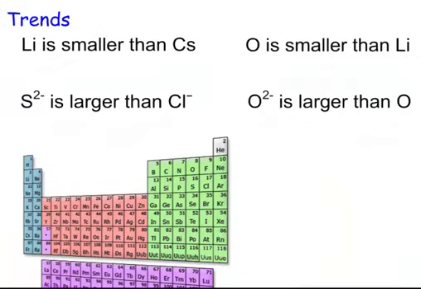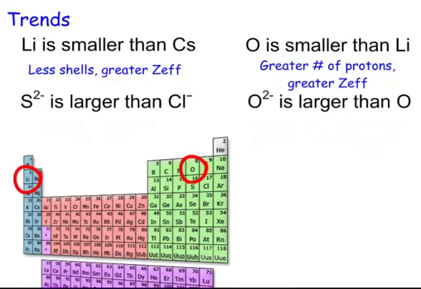So let's take a look at some things and see if we can explain them. Li is smaller than Cs. This is a vertical trend, and so we're going to go with fewer completed shells. There's greater effective nuclear charge, which makes lithium smaller. Let's look at O is smaller than lithium. This is a horizontal trend, and so O has a greater number of protons, which makes a greater effective nuclear charge, and therefore it's smaller.